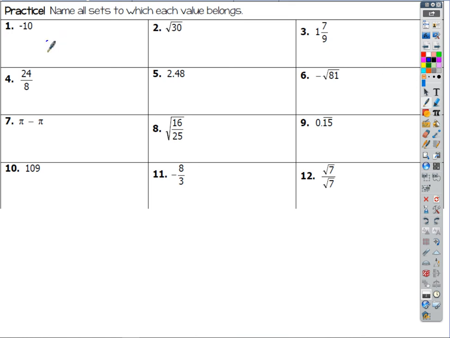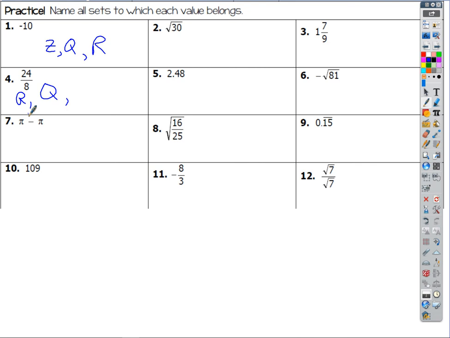So if it's in Z, it's in Q, right? What else? If we included one more, I'm kind of cheating on this one. R, yep. Okay, how about 4? Okay, so it's definitely Q. Any others? R, okay, I'll put the R there.